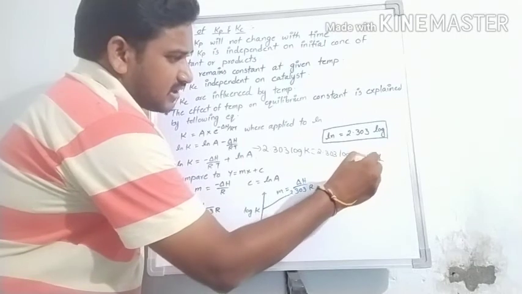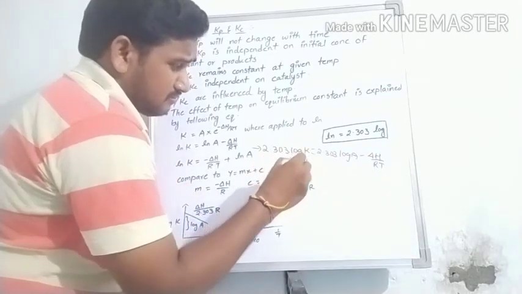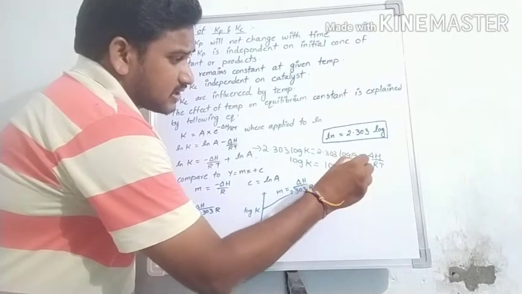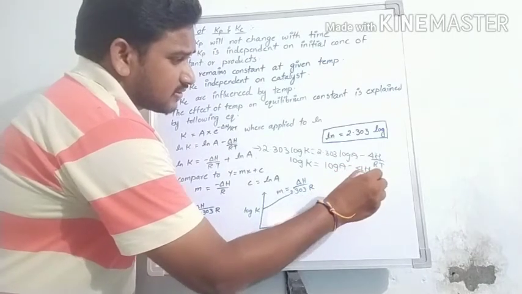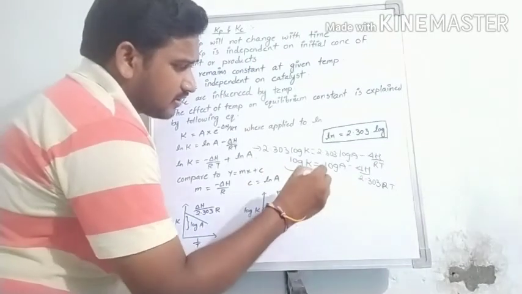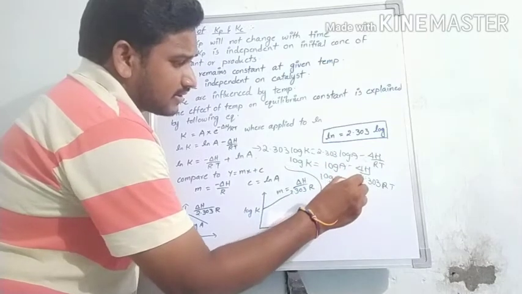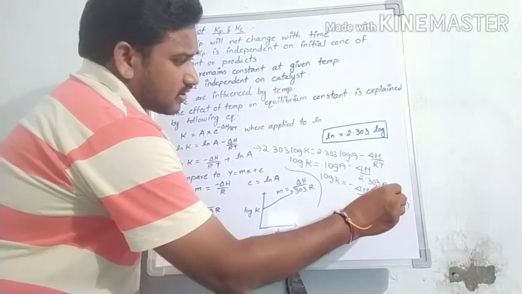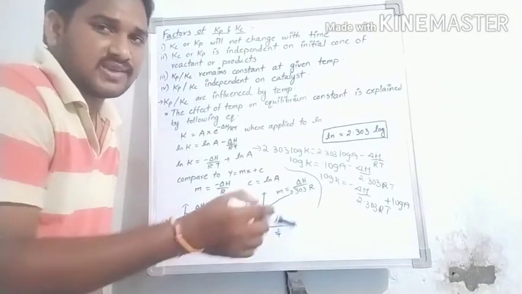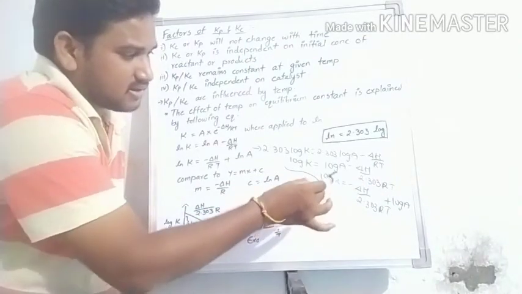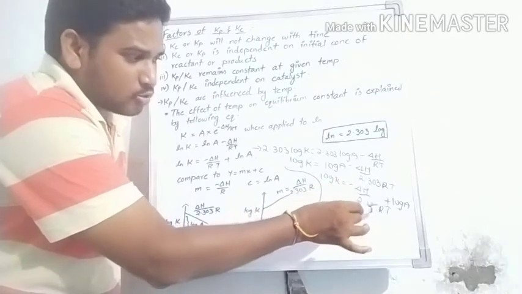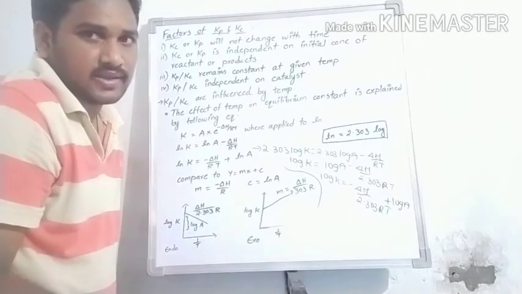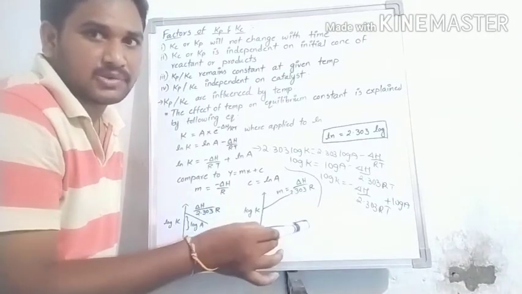minus delta H by RT. Students, dividing overall by 2.303, we get log K is equal to log A minus delta H by 2.303 RT. For our convenience, writing again, log K is equal to minus delta H by 2.303 RT plus log A. Students, comparing this equation with y is equal to mx plus c, y is log K, m is minus delta H by 2.303 R, x is 1 by T, and c is log A. That is only the comparison with the algebraic equation y is equal to mx plus c.